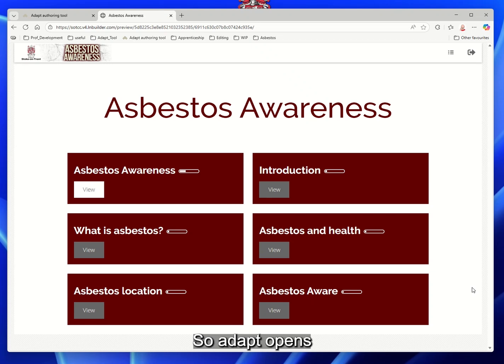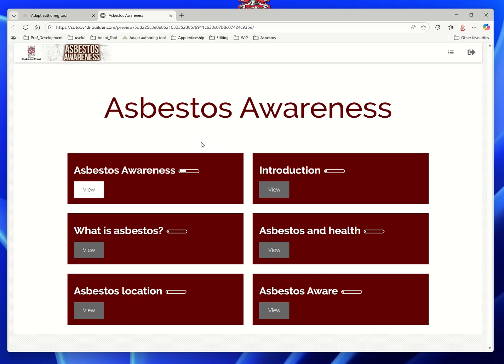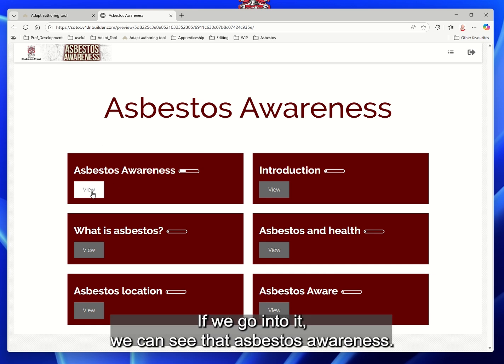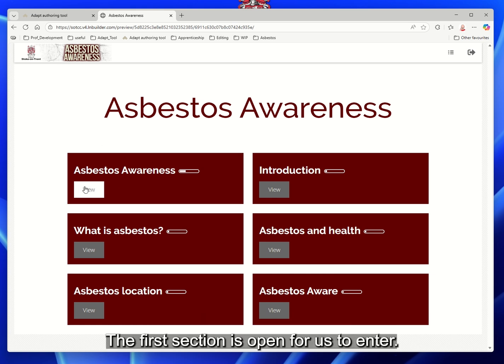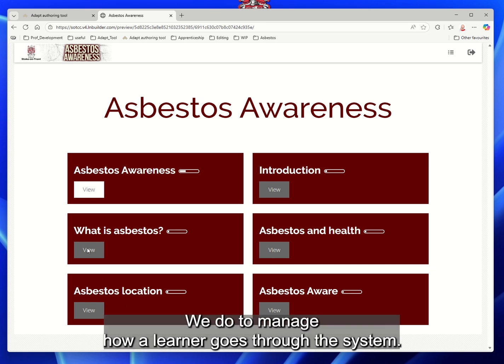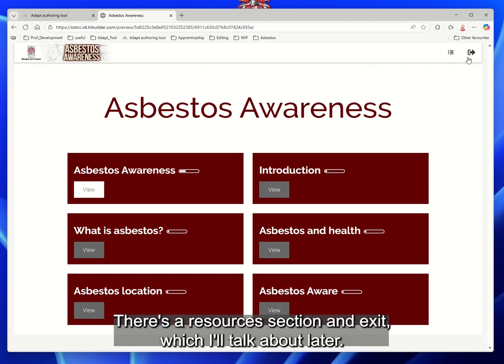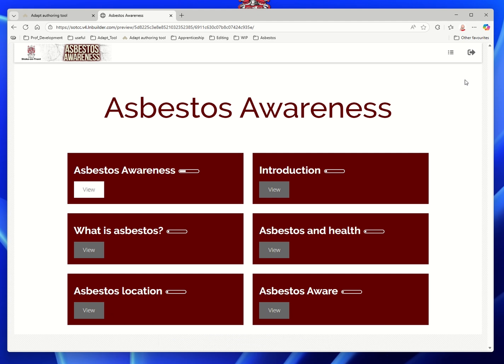So Adapt opens up its e-learning courses in a main menu system like this. If we go into it, we can see that Asbestos Awareness, the first section, is open for us to enter. None of the others are. That's something we can control to manage how a learner goes through the system. There's a course logo in the header. There's a resources section and exit, which I'll talk about later.